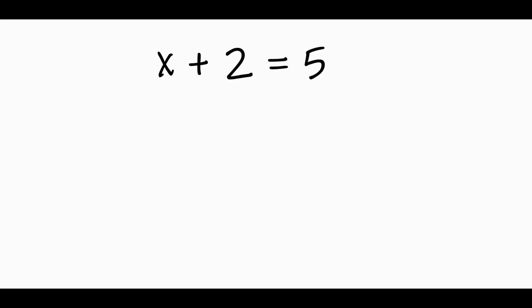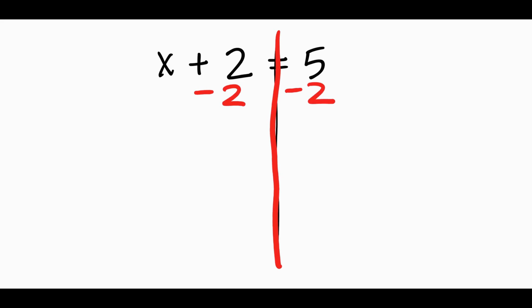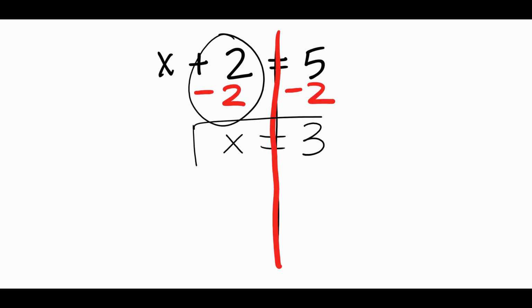x plus 2 equals 5. I'm looking over at the x, and they are adding 2 to both sides, so I'm going to subtract 2 from both sides. This is going to create a zero pair here, leaving me with x equals 5 minus 2 is 3. x equals 3 is the answer.